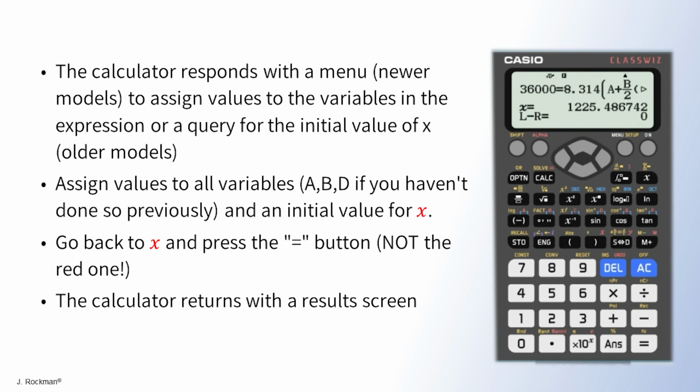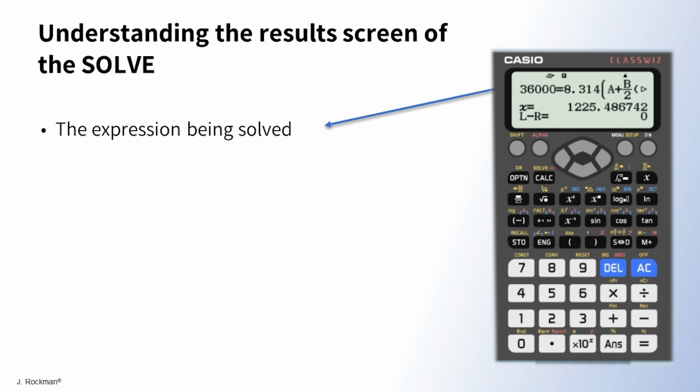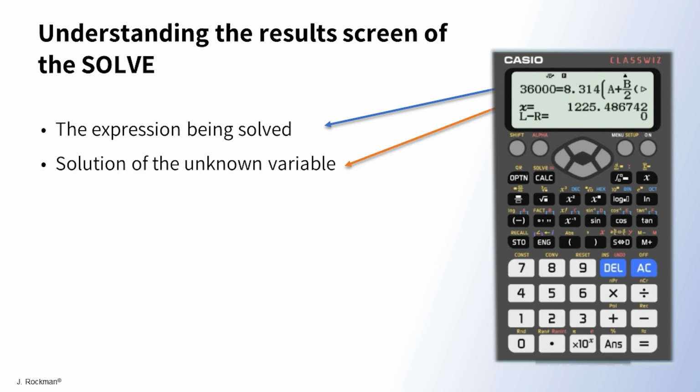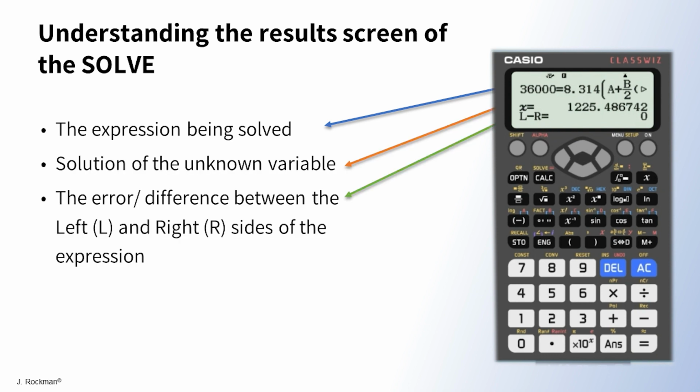1225.4867 Kelvin. The results are displayed in a summary screen that shows the expression solved, the final value of the variable solved, and the difference between the values on the left and right sides of the equation, which represents the error of the numerical solution. You may use the left and right cursor buttons to edit the equation and rerun the solver, so if you made a mistake or want to modify the equation, it's easy to do so.